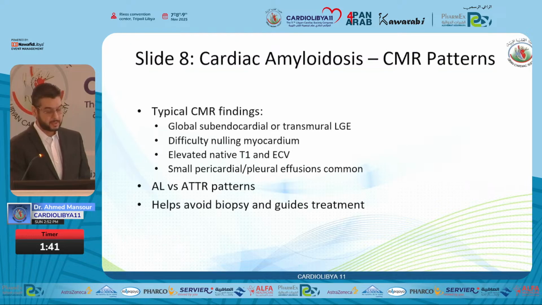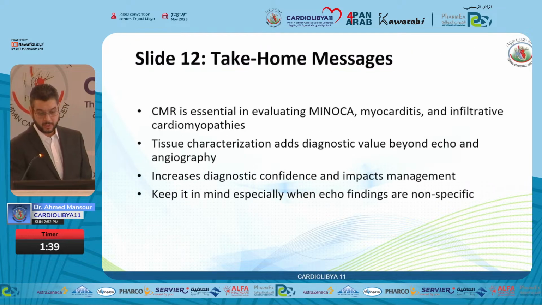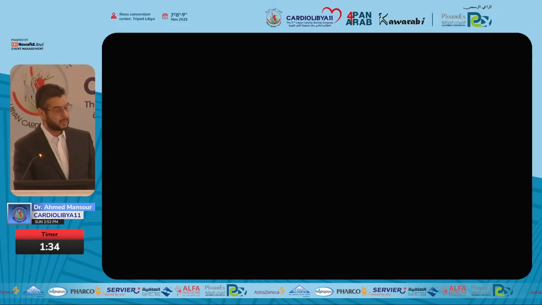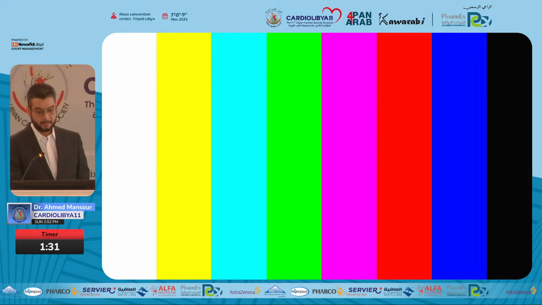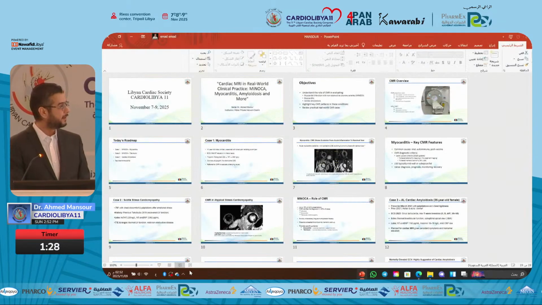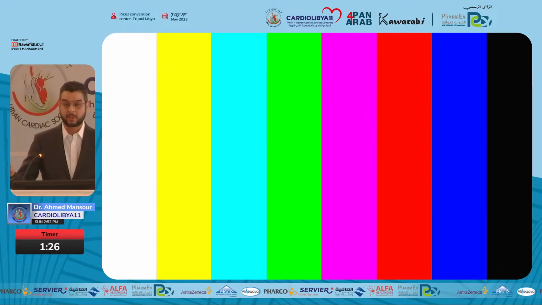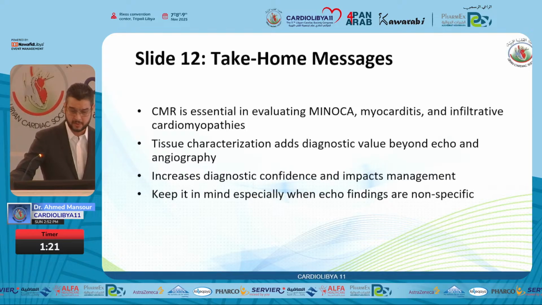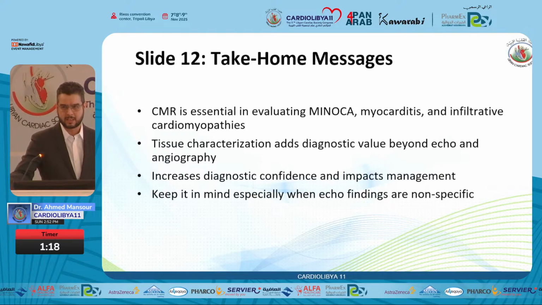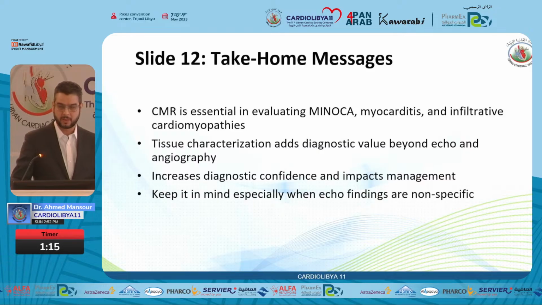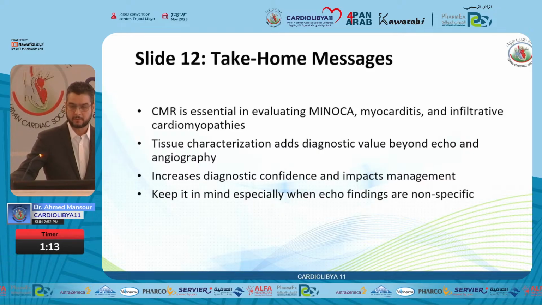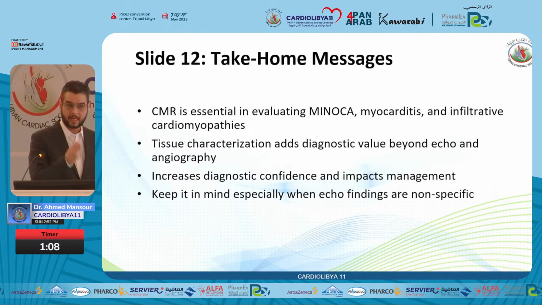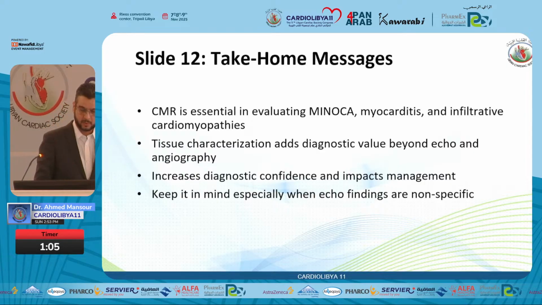workup confirmed that she has systemic light chain amyloidosis. She didn't have multiple myeloma, but she has a dysfunction in the plasma cell, and she was referred for treatment. So you could see here how cardiac MRI takes the shortcut toward the diagnosis and toward the management as well.